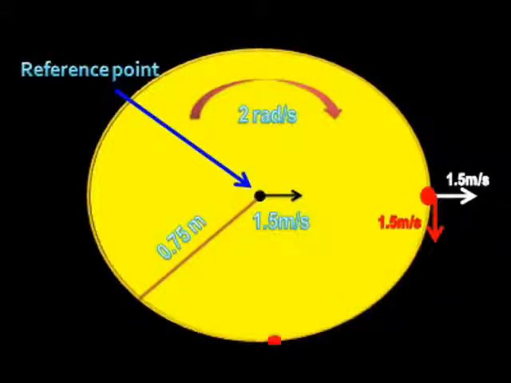Now let's take another point in the bottom part of this cylinder. Our red velocity will now point to the left because of the clockwise rotation, and its velocity will still be 1.5 meters per second since it is rigidly connected to the reference point. Then the white one will be pointing to the right, and because of it, the net effect of these velocities will be 0, since that point touches the ground.